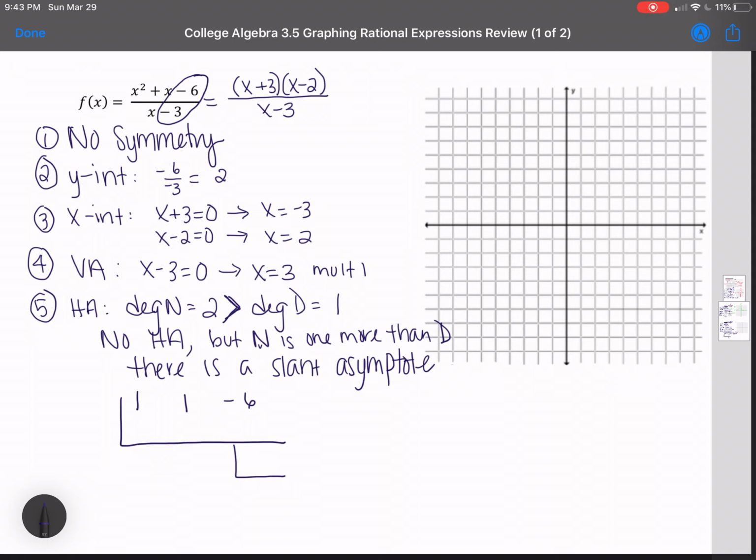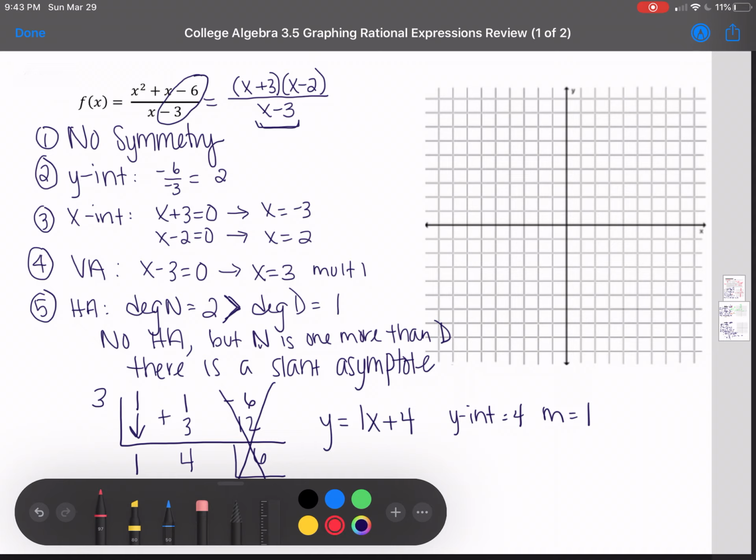And then if x minus 3 is in our denominator, that means we're going to put 3 on the outside, drop down our first number 1. 1 times 3 is 3, and then add 1 plus 3 is 4. And then we can finish this out if we want, but remember we don't care about this remainder column. And so our slant asymptote is y equals 1x plus 4. So that means we have a line with a y-intercept of 4 and a slope of 1.